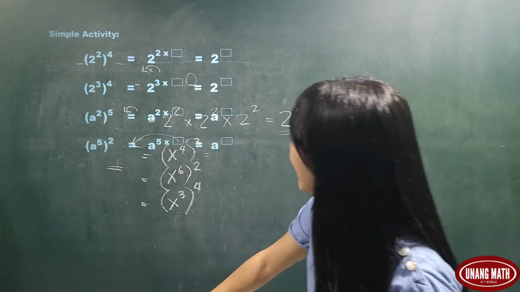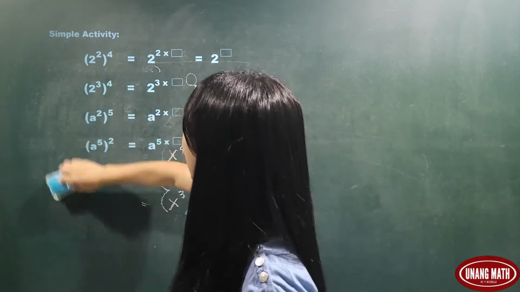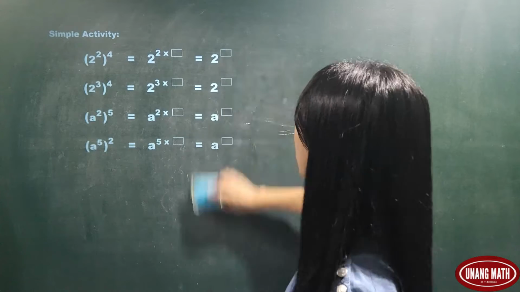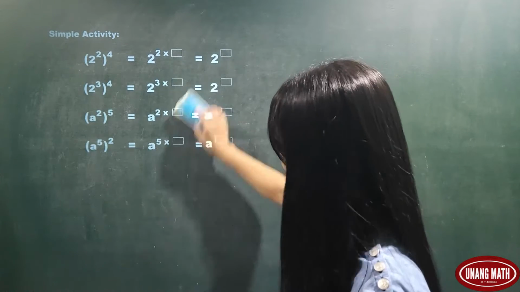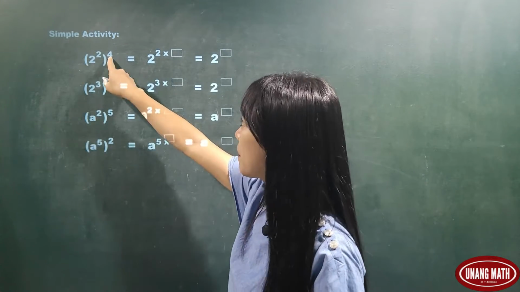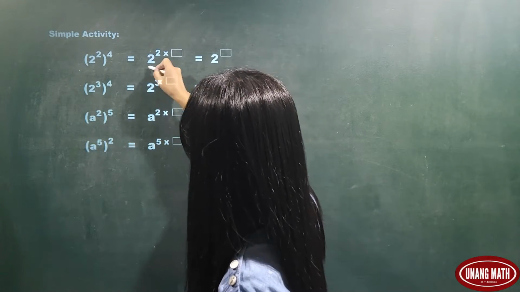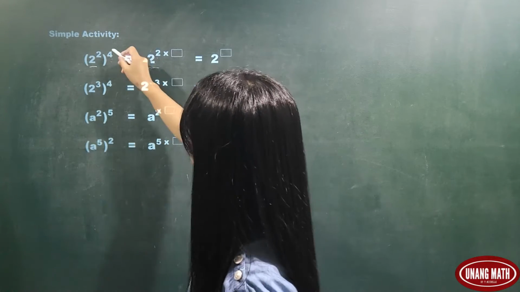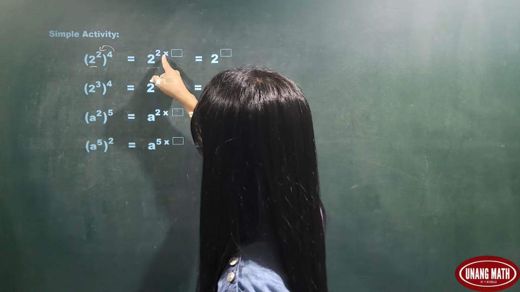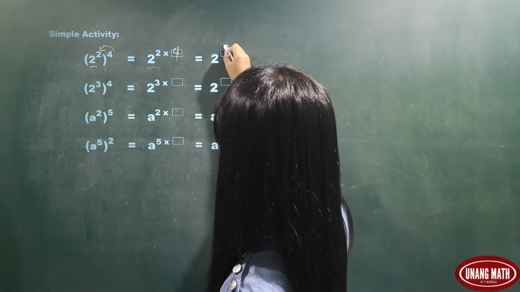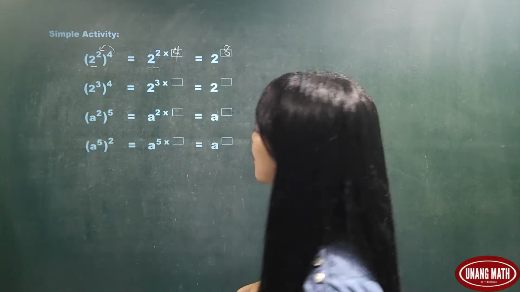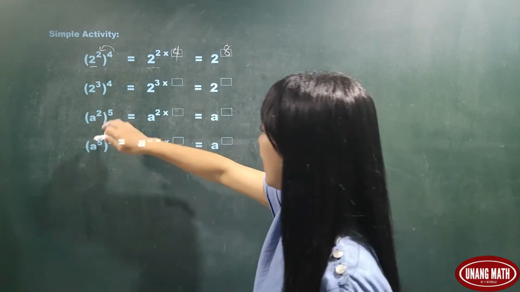Okay, now let's answer the simple activity. We have here 2 squared inside the parenthesis and this is raised to the power of 4. So we have 2, copy the base 2, then multiply the exponents. So 2 times 4, this is equal to 8. So 2 raised to the power of 8. Okay, next.